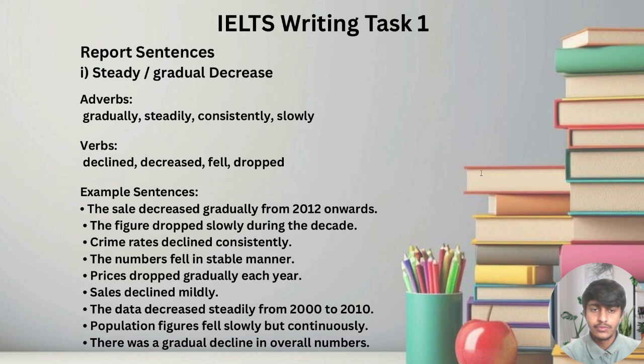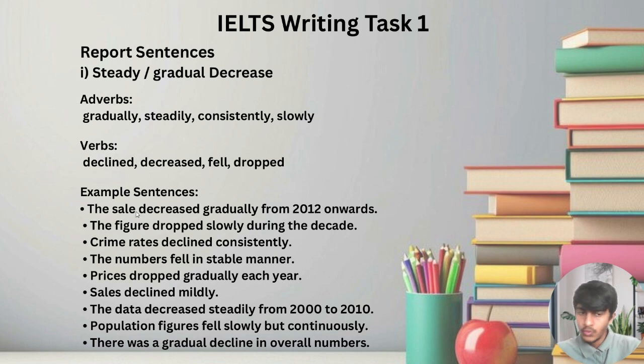Now we move to verbs: declined, decreased, fell and dropped. These verbs describe downward movement. They are natural and safe verbs for IELTS Task 1. They can be combined with slow adverbs to show gradual decreases. Example sentence: The sales decreased gradually from 2012 onward. This sentence shows a slow decline starting from a specific year. The word gradually confirms that the fall was smooth, and from 2012 onward clearly marks the beginning of the decrease.